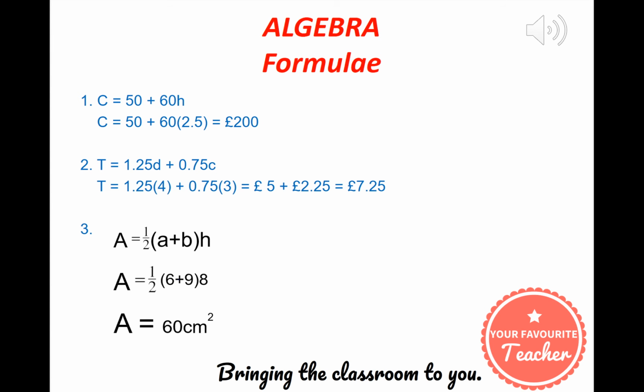So number 1, our cost would be 50 plus 60h. And if we put 2.5 hours into it, we get a total cost of £200. In the second instance, the total cost is 1.25d plus 0.75c. And when we substitute our number of donuts and coffee cups, we get a total cost of £7.25. And finally, number 3, we recognize the shape as a trapezium. So we put our trapezium area formula there, and then we substitute into the formula to get 60 cm squared.